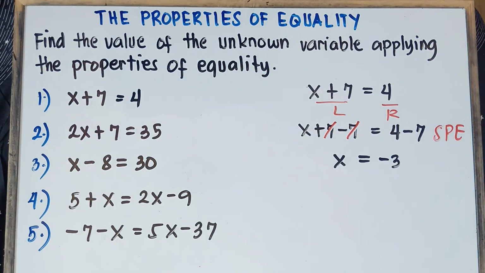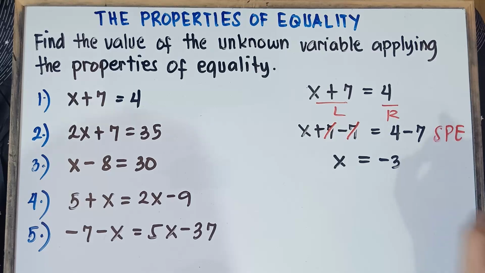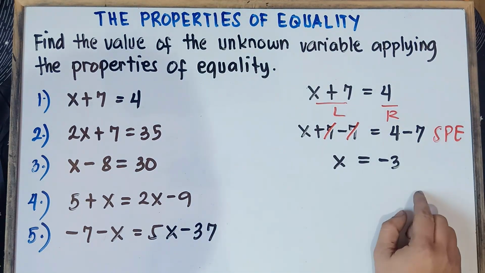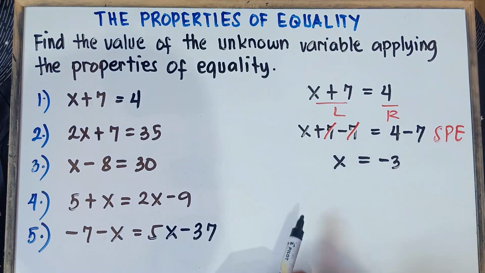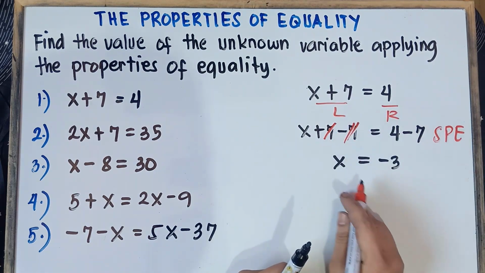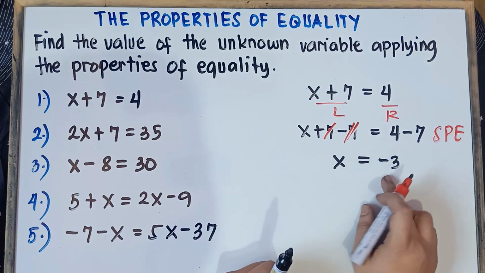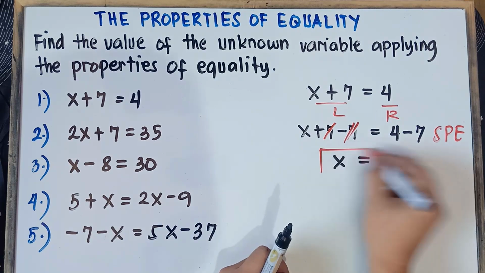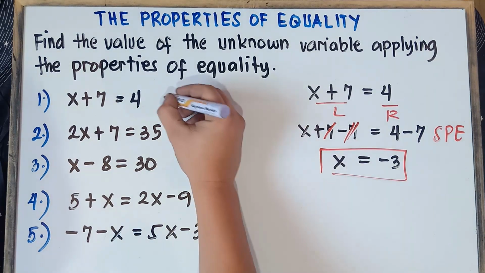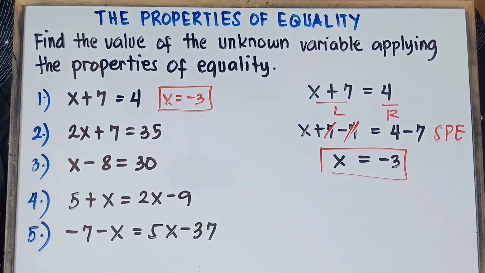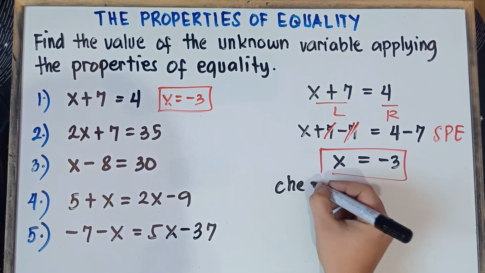That's the answer with regards to example number 1. We just simply apply the subtraction property of equality. Subtract both sides by 7. So 7 minus 7, cancel this out, this is 0, and the remaining expression will be only x. Copy x, and then 4 minus 7, that would be negative 3. X equals negative 3. Alright, so let's have our checking.